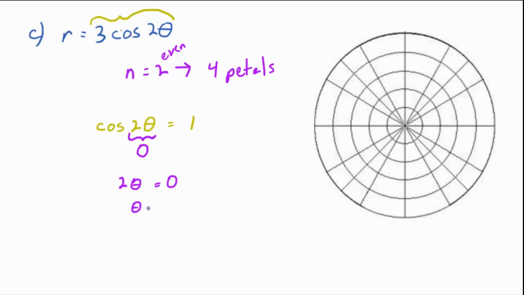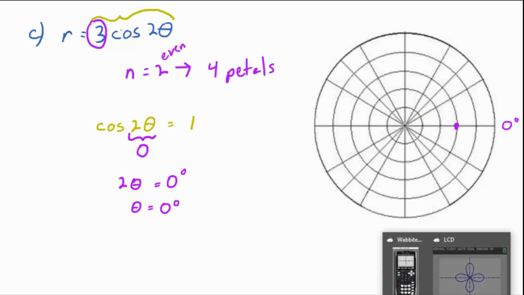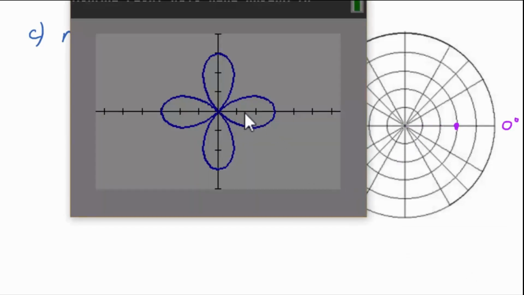When theta equals 0. So I can confidently predict that a tip of one of the petals will be in the direction of 0. Let's use degrees here because it's easier to contemplate. It will be at 0 radians, or 0 degrees. And that means the furthest distance I have to go out is 3 in the direction of 0. 1, 2, 3. So that's the tip of one of my petals. If you don't believe me, go to your graph. Look, 1, 2, 3, right?